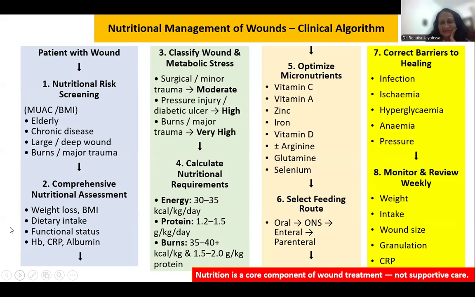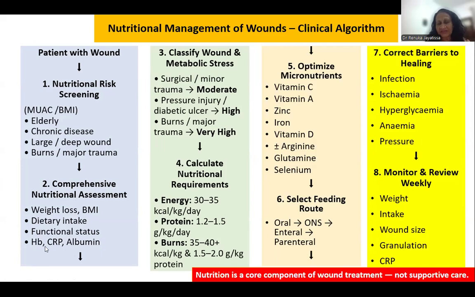So then this is a clinical algorithm. What I have mentioned all this time, the last almost 45 minutes, this is in a nutshell. You can see when the patient presents with a wound, the first thing is you have to look at the nutritional risk screening, looking at the MUAC, BMI, whether the patient is elderly, has chronic disease, a large or deep wound, burns or major trauma. This is your assessment. Then the next one is going for the comprehensive nutrition assessment, looking for weight loss, dietary intake, functional status, and then looking at the hemoglobin, CRP, albumin.